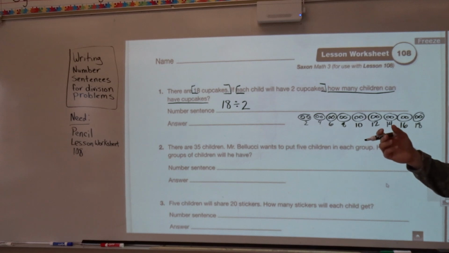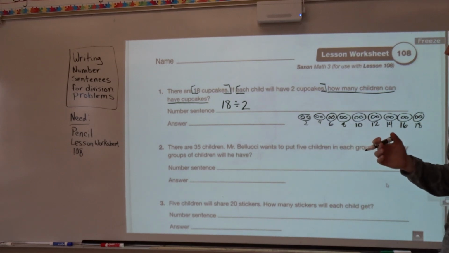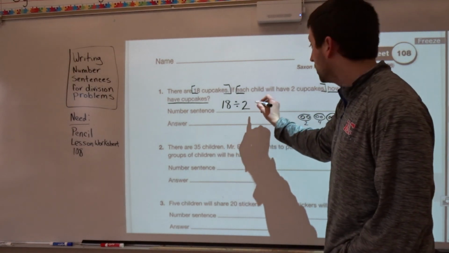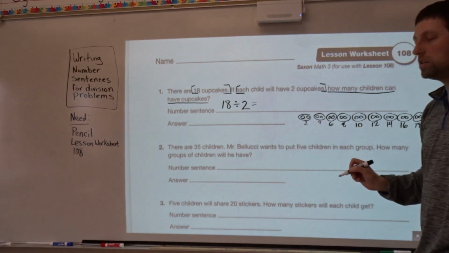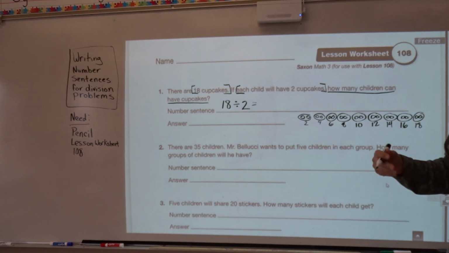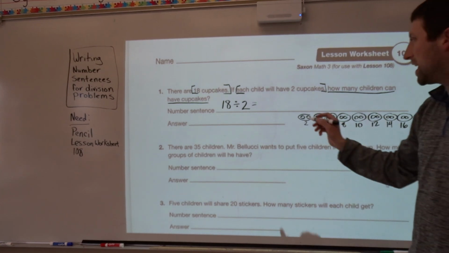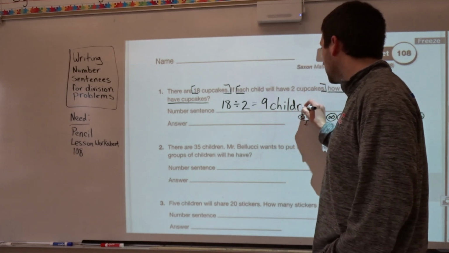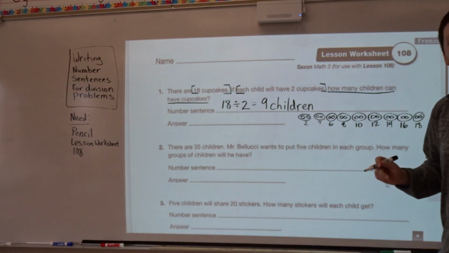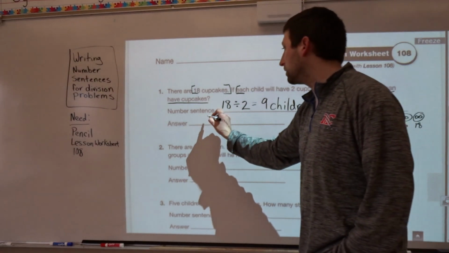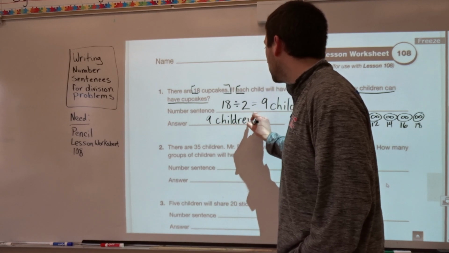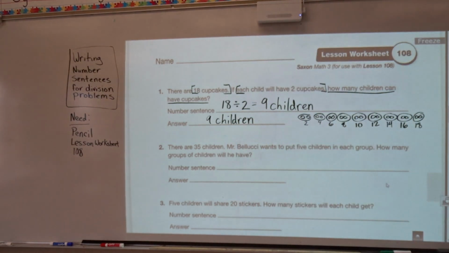So that's just an option if you aren't quite sure on how to solve any of these division problems. Go ahead and draw a picture. So 18 divided by 2, if each child gets 2 cupcakes, 9 children will get cupcakes. So my answer is 9 children. Go ahead and fill the information in there, and then we'll go to number 2.